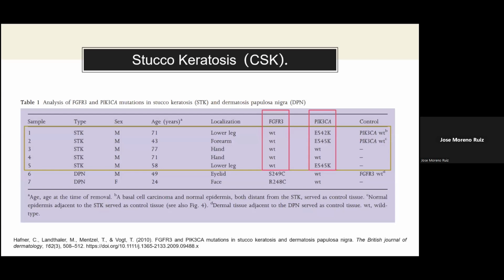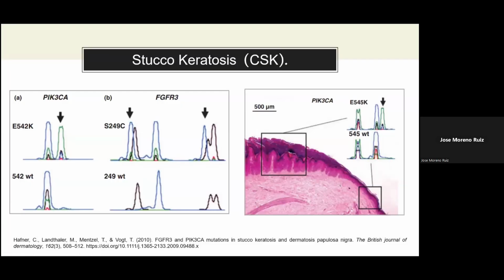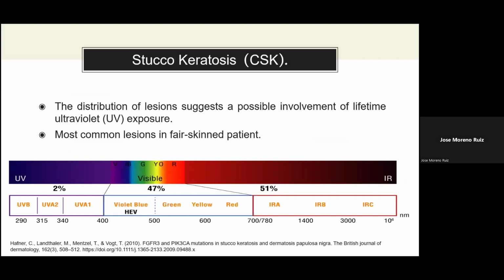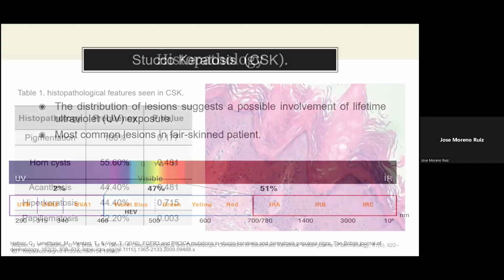In his study, Hafner showed a mutation of the wild-type FGFR3 gene in 5 patients with stuccokeratosis. It was shown that the mutation was in the very lesional skin of the dermatoses, and it also suggests a possible involvement of lifetime ultraviolet exposure. Most lesions were in fair-skinned patients, and it is associated with UV light, UVA1 exposure.